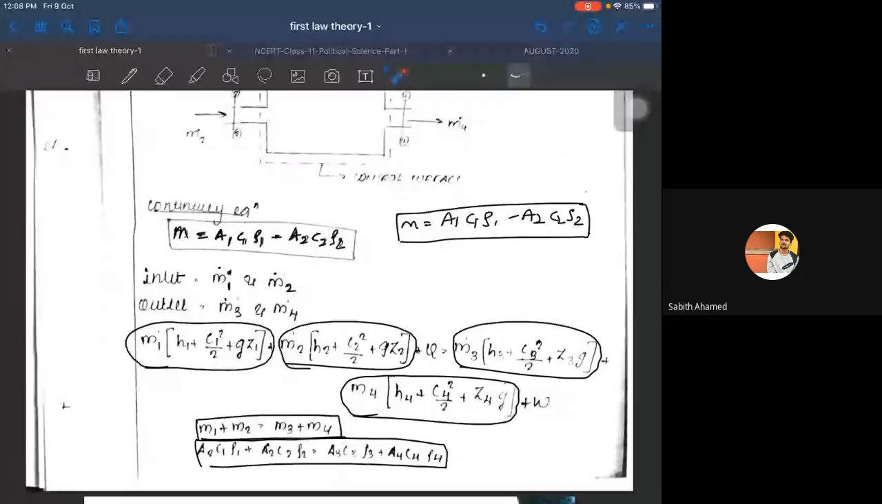That will in turn be equal to, you can just expand. So you know what M1 is, right? M1 dot is equal to A1 C1 rho 1. So you have to remember this. It is very useful in the problems also. M dot 1 is equal to A1 C1 rho 1, and M2 is equal to A2 C2 rho 2. Similarly, M3 is A3 C3 into rho 3, and M4 dot is A4 C4 rho 4. These are the applications of how we will apply it to a system.